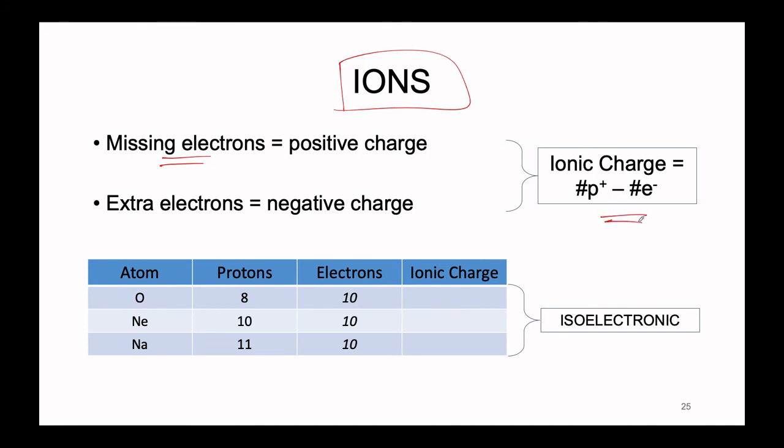Formally, we can also mathematically define the charge as an equation that we can calculate. If we know the number of protons in an atom and subtract out how many electrons are present, this will give us the total ionic charge.